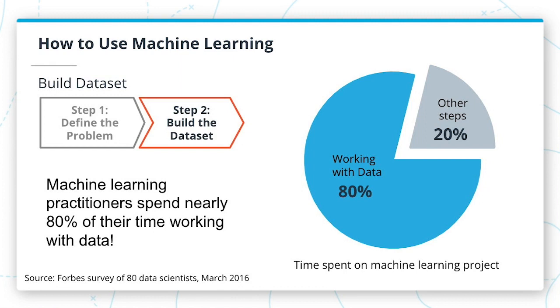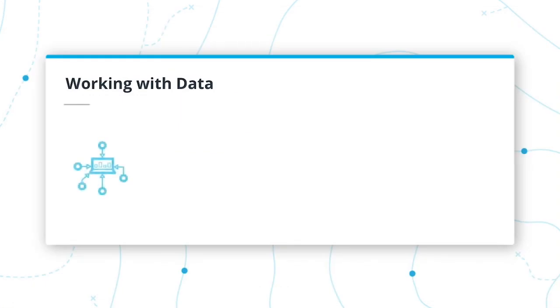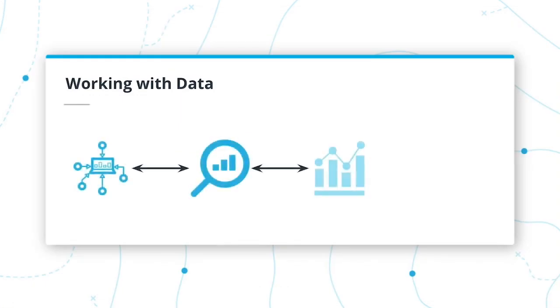Forbes did a survey back in 2016 which showed that about 80% of machine learning engineer time is spent preparing data. Understanding the data we are working with, really understanding it, helps us select better models and algorithms that ultimately enable us to have a more effective machine learning solution.